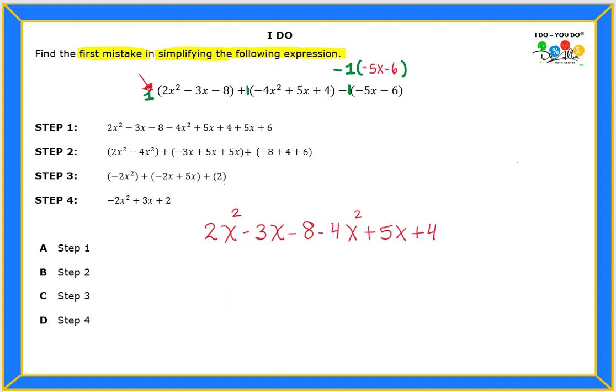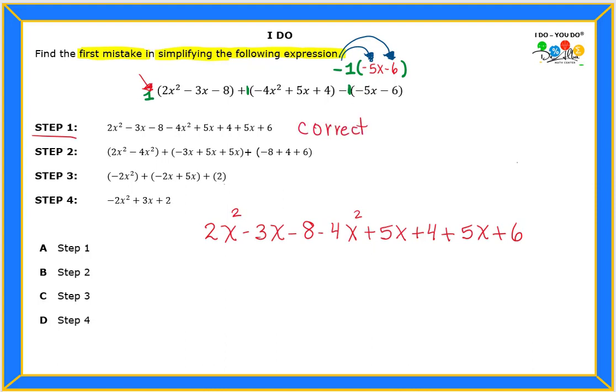So what we're going to do is multiply negative 1 times a negative 5x. Is that right? And a negative times a negative gives me a positive 5x. Then I'm going to multiply negative 1 times a negative 6. Is that right? And that gives me a positive 6. Okay? So that's the way my first step would look. So let's look at step 1, which is up here, and check everything. Everything looks exactly the same, so this is correct.